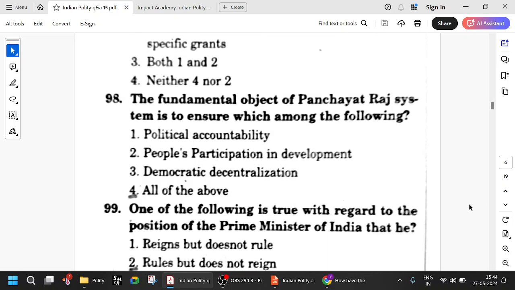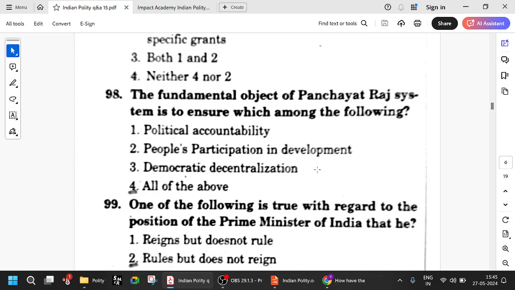The fundamental object of the Panchayat Raj system is to ensure which of the following: political accountability, people's participation in development, at the Gram Sabha and all those things. Sarpanch and ZPTC and all these, we see people participating at grassroots levels, democratic decentralization, which is true. Centralization is taking all the powers to the center, decentralization is actually giving the power. So Panchayat Raj is giving the powers at the grassroots level. So all three are correct.